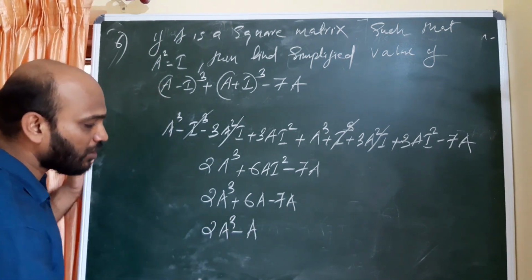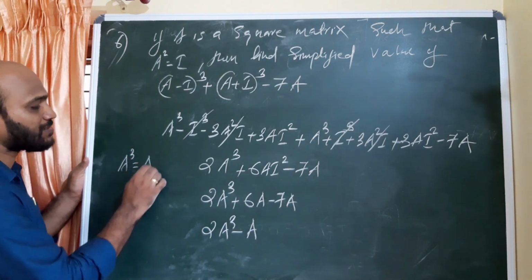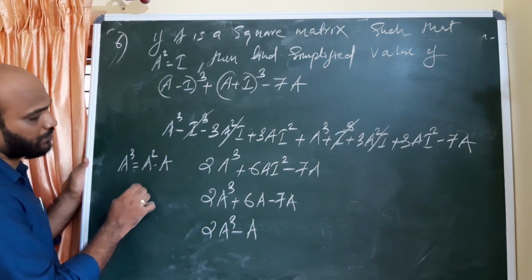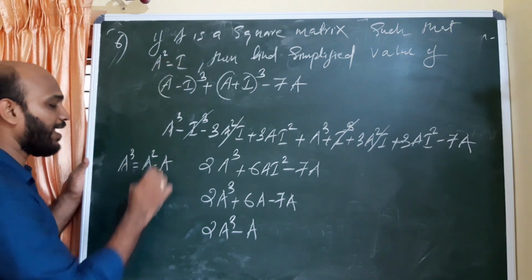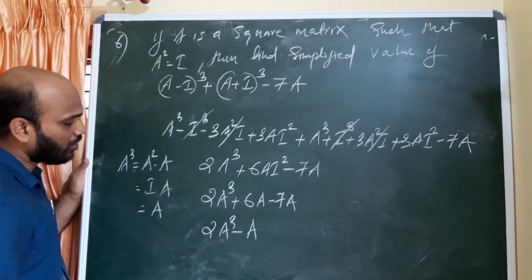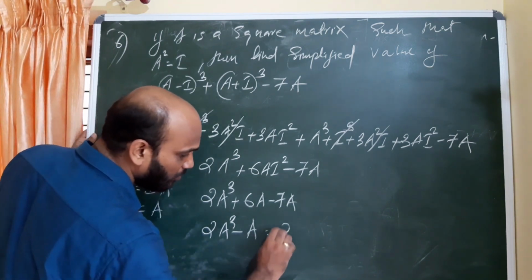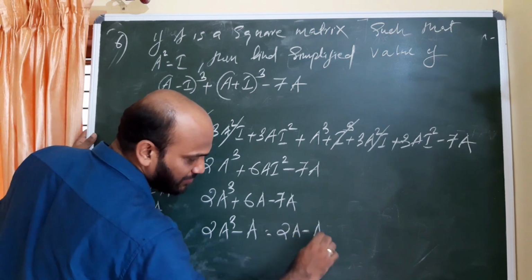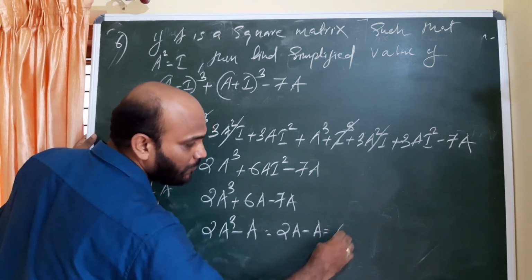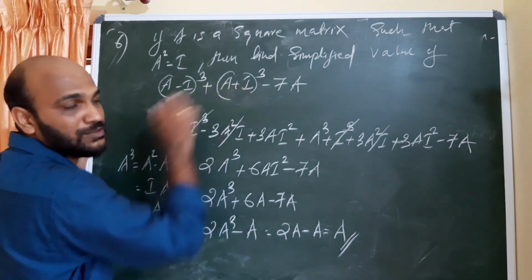Now you want to find the value of A cube. So A cube we can write as A square into A. And A square is given as I. So we get I into A. What is I into A? Equal to A. So A cube equal to A. So this expression will be 2A minus A. So 2A minus A equal to A. So this one is the simplest form of the given expression.